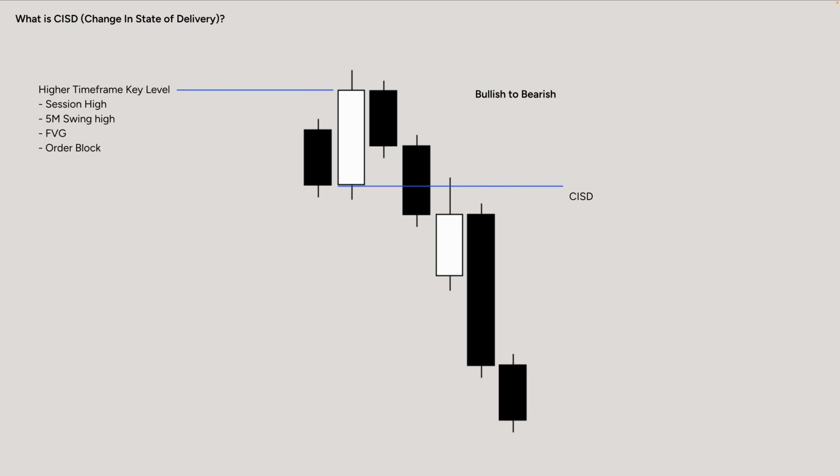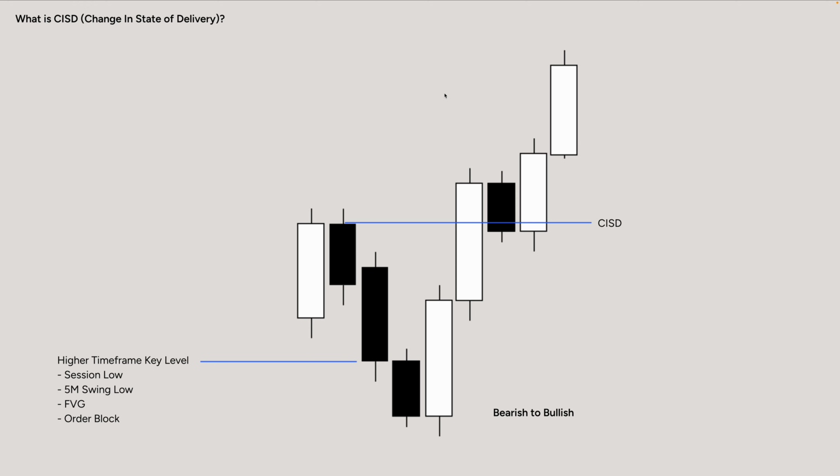Another example of a CISD. In this case, we have, again, a higher time frame key level here. But in this case, we have one bullish candle that pushes into that key level. So this is your measurement candle because it's only one candle. So you go to the candle body open and you mark out the candle body open with a blue line, your CISD line. And in this case, we have price reversing, and we have a candle body closure below the CISD line, which makes this a confirmed CISD.